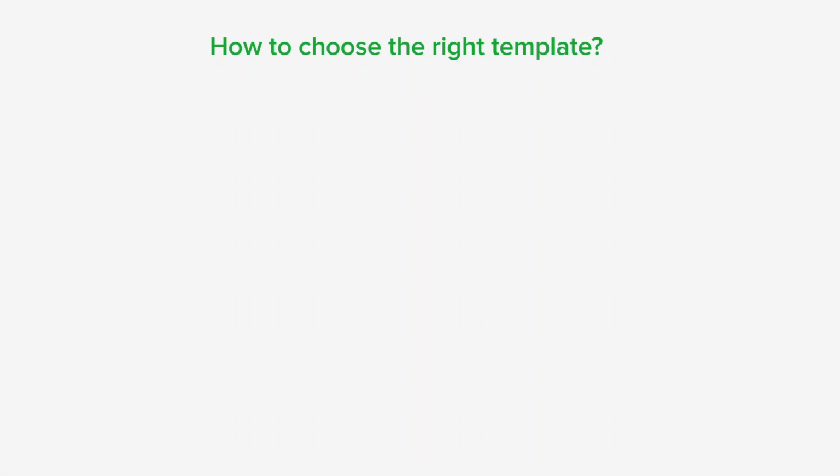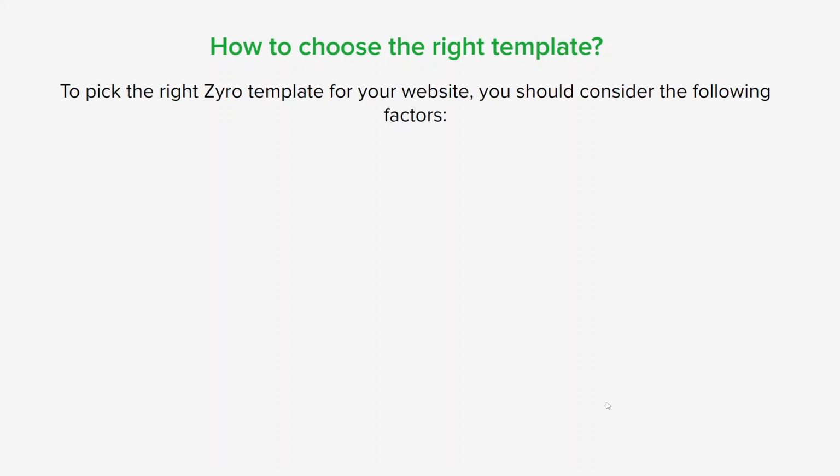So how do you pick a template that's actually right for you? To pick the right Zyro template, there are some things that you should probably consider. The first one is the type of website that you want to create. So essentially, what is the purpose of your website? Are you creating a business website? A portfolio website? A blog, an e-commerce type website? As you've seen, Zyro offers a variety of templates, and they also categorize them to make it really easy to navigate between the different types. So you want to think about the type of website that you want to create, and then pick a template that matches that purpose as well.